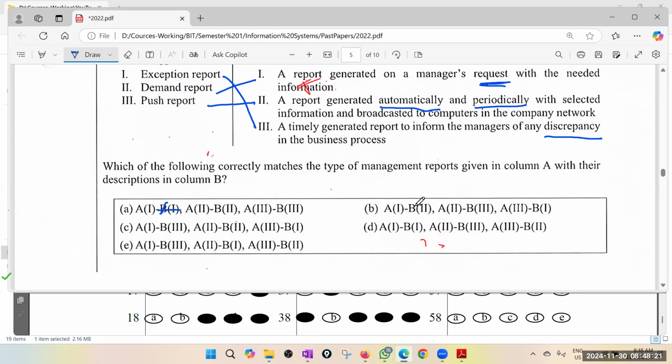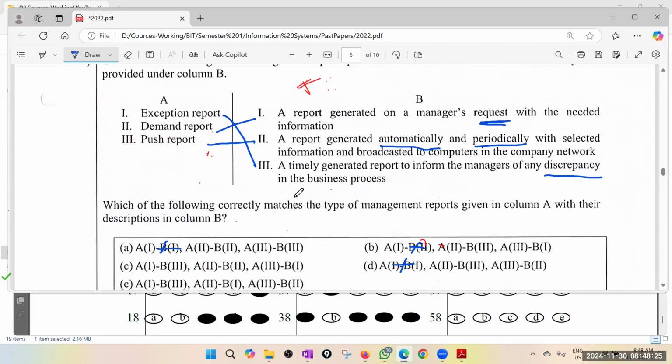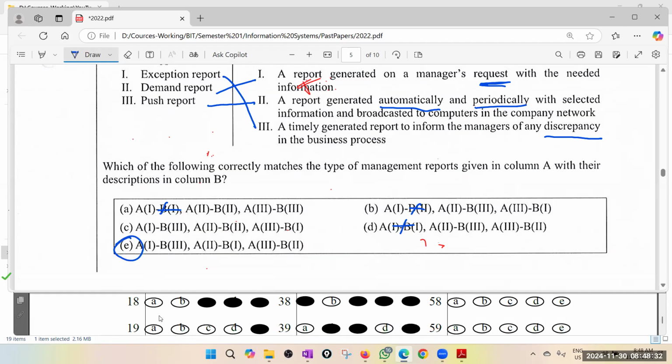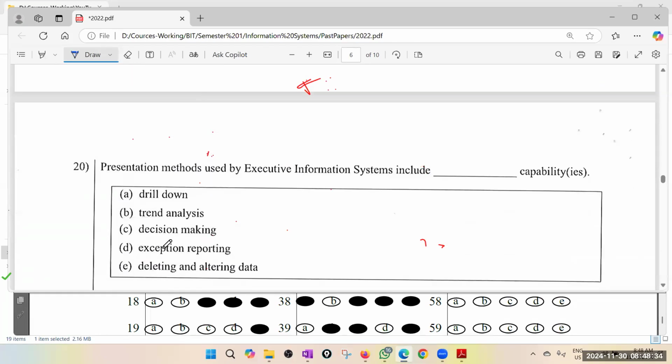Not this, not this, not this. 1-3, 2-1. So I'll go for E. Question 19, E. Right, question 20.